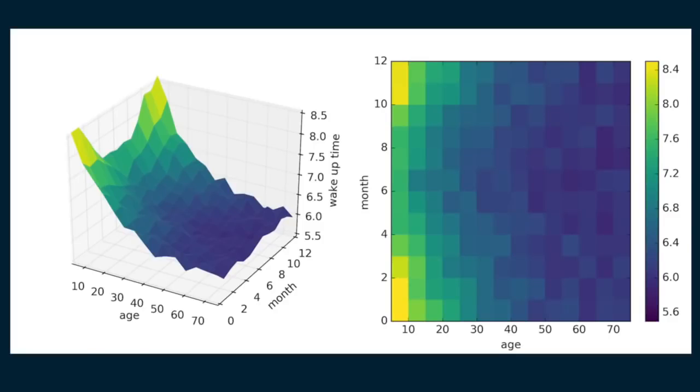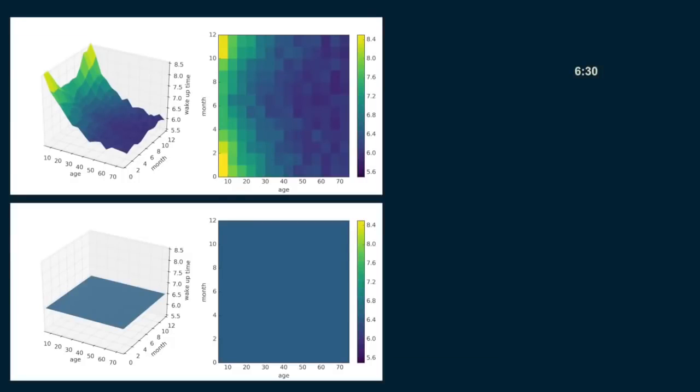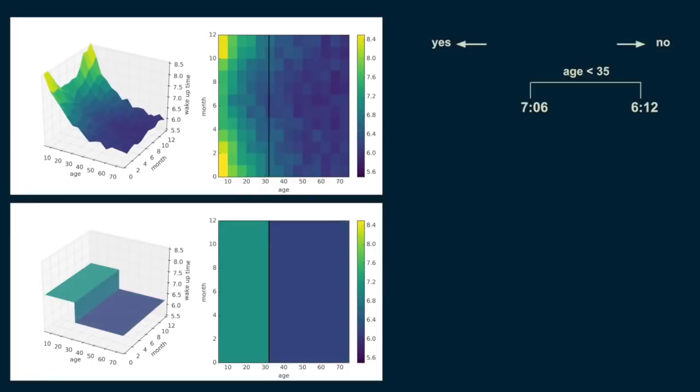We construct this decision tree much the same as the last one. We start with the root, a single estimate that roughly fits the entire data set, 6:30. Then we look for a good place to put a decision boundary. We split the data on age 35, creating 2 halves, one for our under 35 population with a wake-up time of 7:06, and one for our over 35 population with a wake-up time of 6:12.